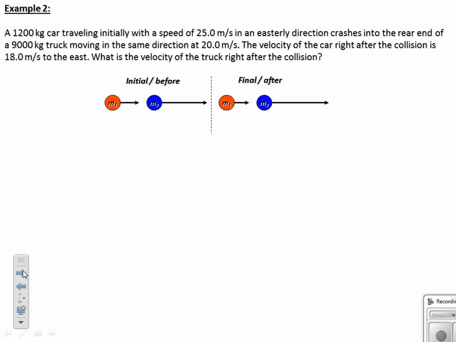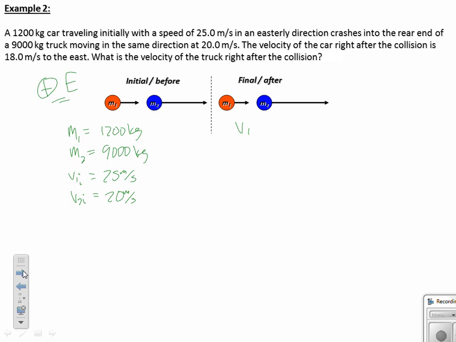Everything here is to the right. So we have M1, 1200, M2, 9000. V1 initial, 25 meters per second, and we'll say positive is east. V2 initial, 20 meters per second. We have a V1 final, 18 meters per second. And we're looking for the velocity of the truck right after.